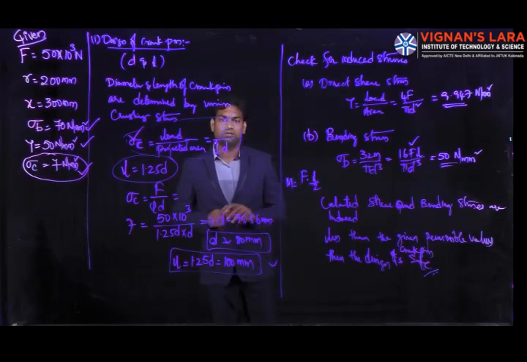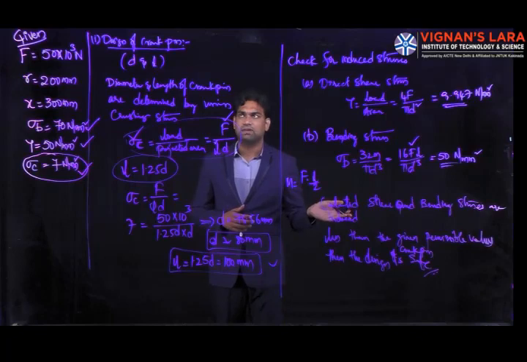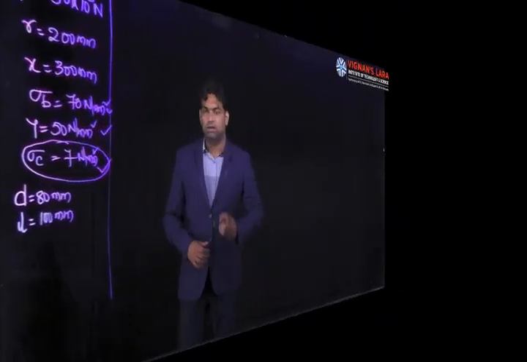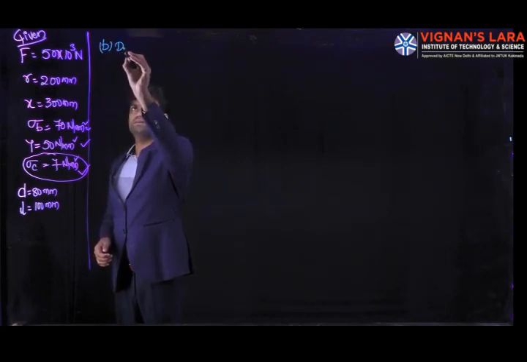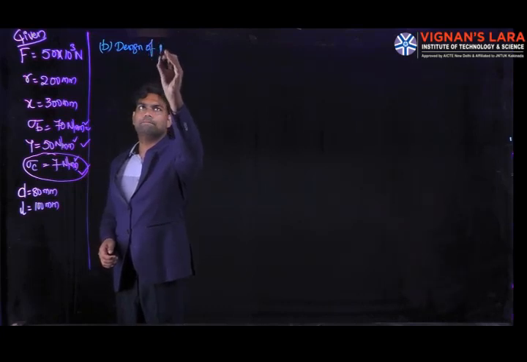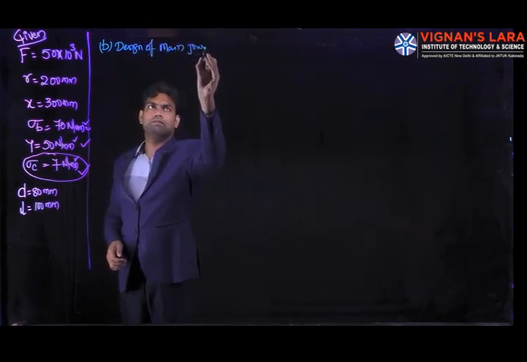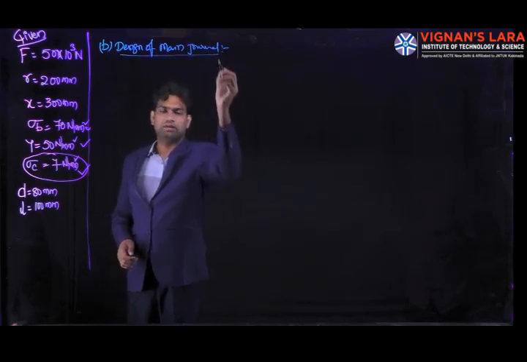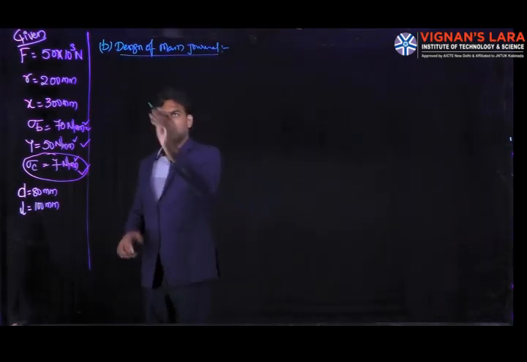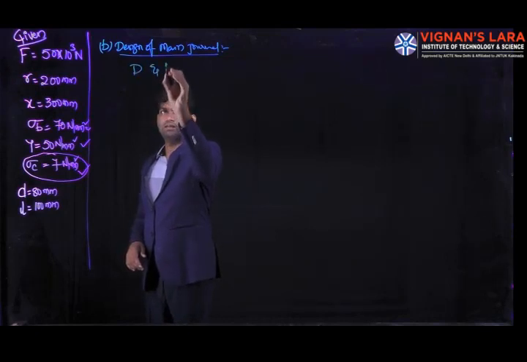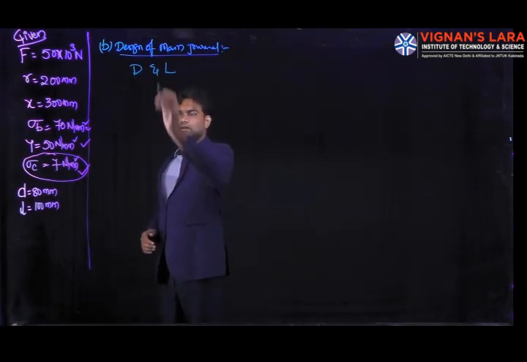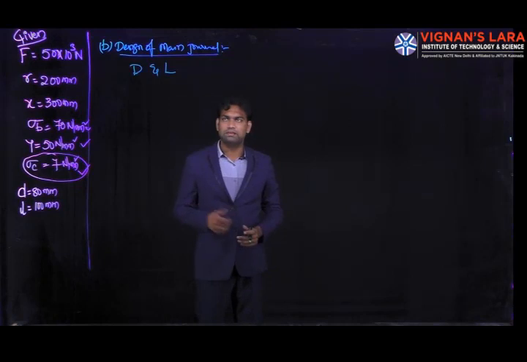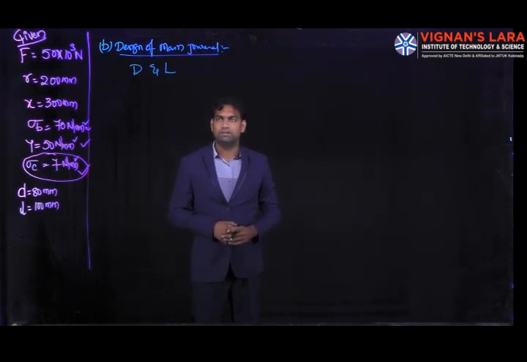Clear? Now after finding out the dimensions of the crank pin, you can go with the next design, that is the second one: design of main journal. The dimensions of the main journal are the diameter, denoted by capital D, and the length of the main journal, capital L. The diameter and length of the main journal are found out by means of the proportions.